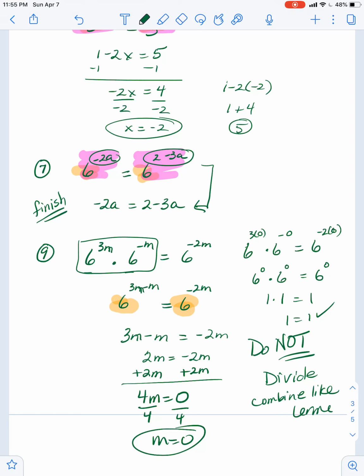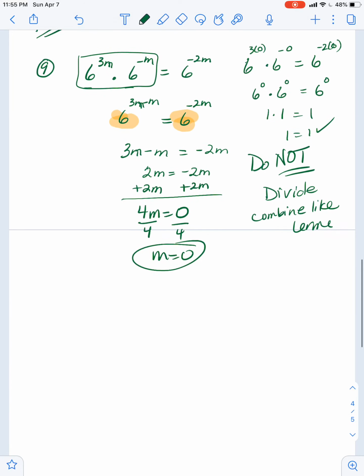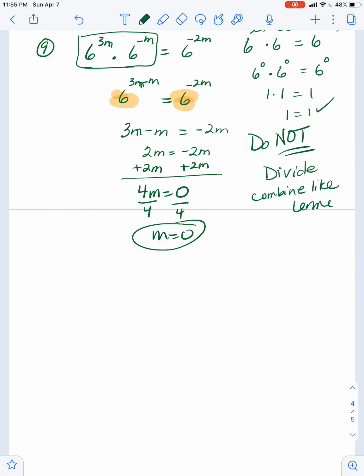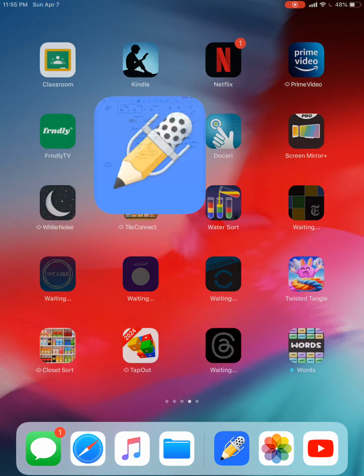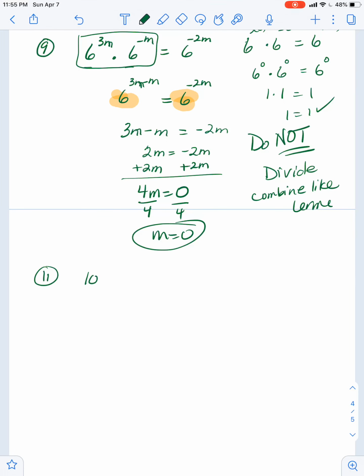So, a couple of things there. If you have variables on both sides like that, you move them all to one side, set it equal to 0, and go from there. Okay, let's try one more, maybe. Number 11. Here we go. So 10 to the negative 3x times 10 to the x equals 1/10.